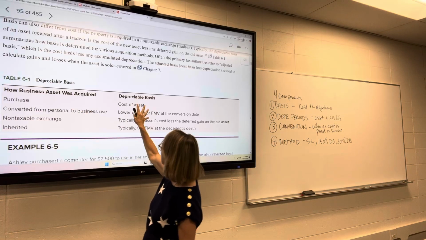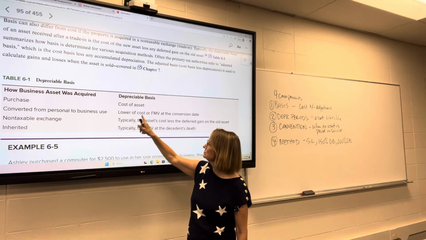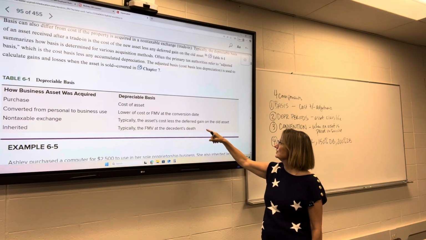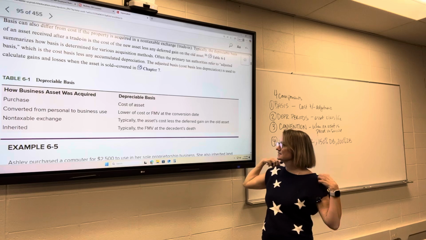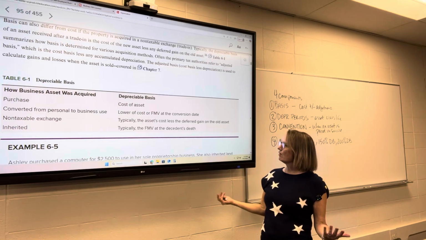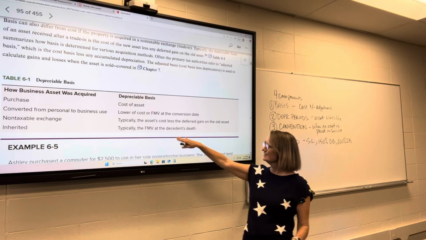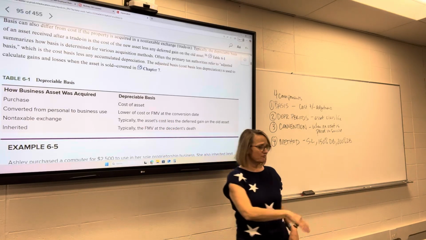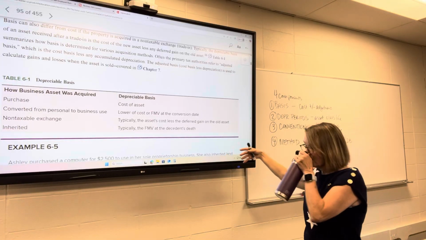So if you purchase it, obviously it's the cost of the asset, whatever you paid for it. If it was converted from personal use to business, lower of cost or fair market value at the conversion date. So cost being what you originally paid for it. Chances are, if it's an asset that's depreciated, then it's going to be the fair market value. If it's an asset that has appreciated, then it's going to be the cost. Okay.